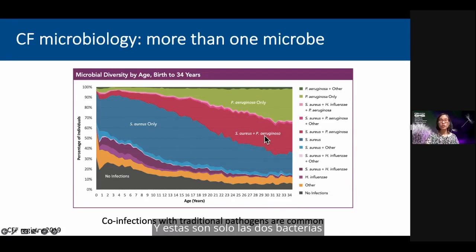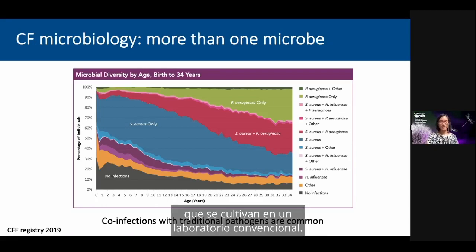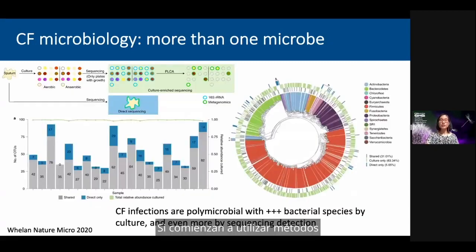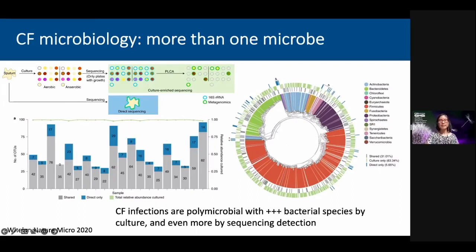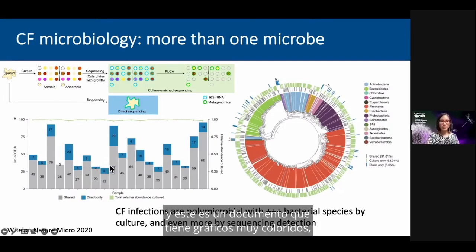And this is just the two bacteria that are cultured by a conventional lab. If you start using more advanced research-based molecular methods, whether they be metagenomic or various types of sequencing or molecular methods, or if you simply use a much more elaborate culture-based method to grow a larger spectrum of microbes, what you can see here is from some colleagues, and this is one paper which has very colorful graphs, which is why I'm showing it to you.